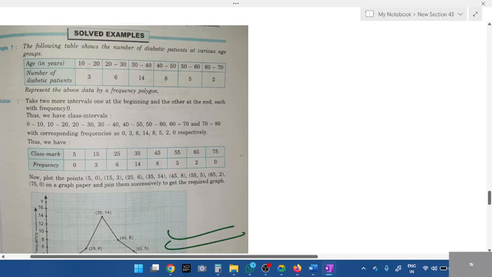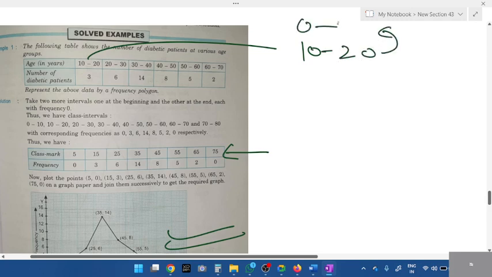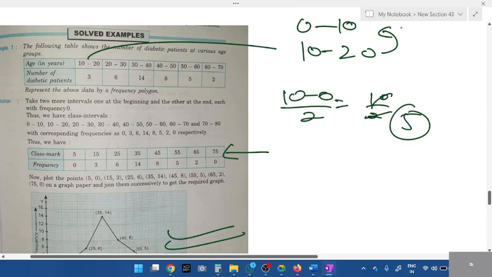And can you see the class marks, the middle value, what they have taken? How did they get 5? Look at the first value. What lies between 10 and 20? Before 10 and 20, what is the extra value we have to take? 0 and 10. Subtract 0 and 10. 10 minus 0 is 10, divided by 2. What do you get? Add 5 to all the first numbers. You should get 5. Next.